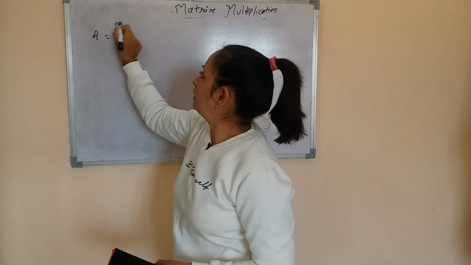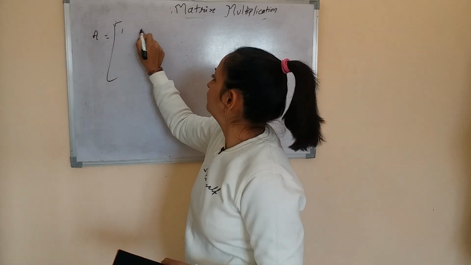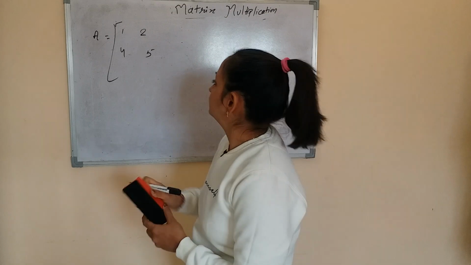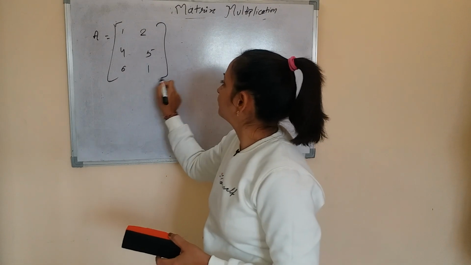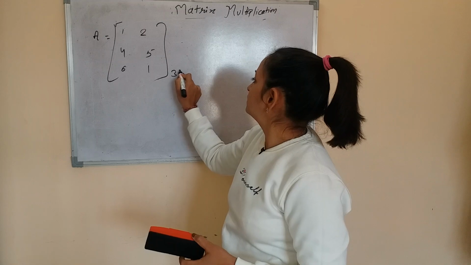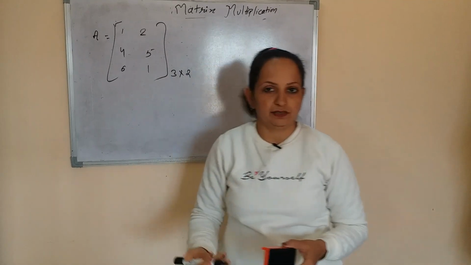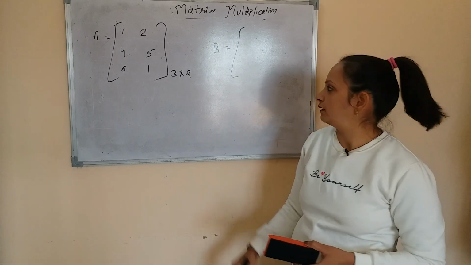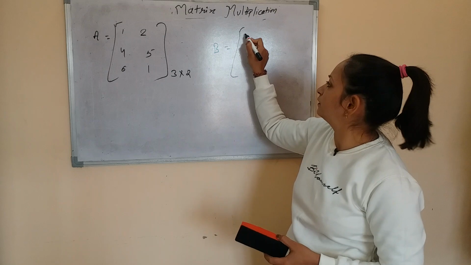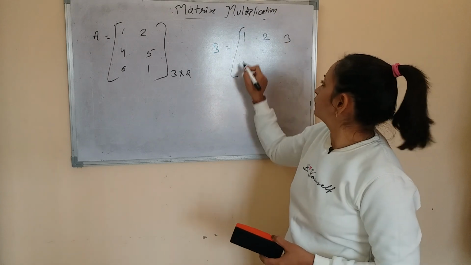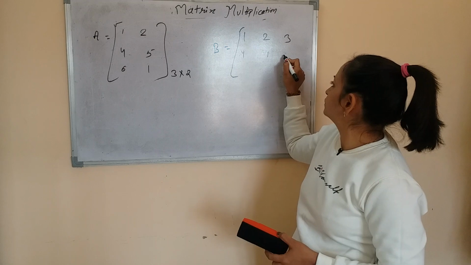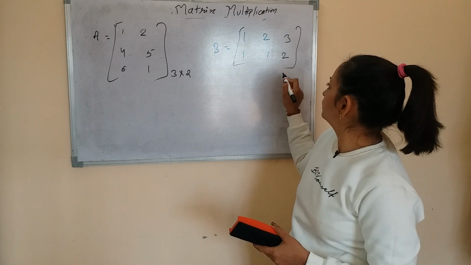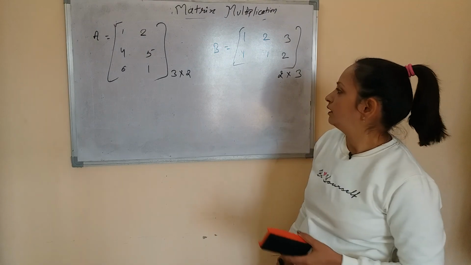So here I have an example with numerical values 1, 2, 3, 4, 5, and 6, 1. So this is my matrix, 3 by 2, because I have 3 rows and 2 columns. And in my second matrix I have 2 rows, so here I have to take 2 rows. So this is my second matrix. What is the order of this? The order of this is 2 by 3.